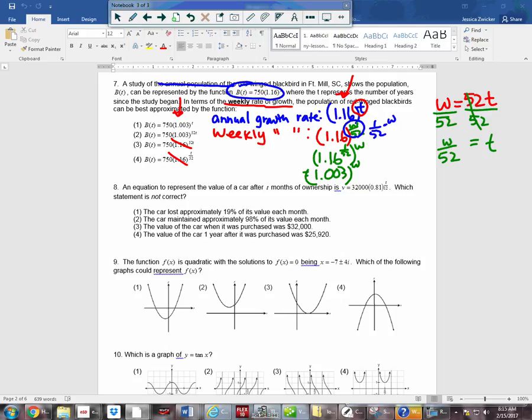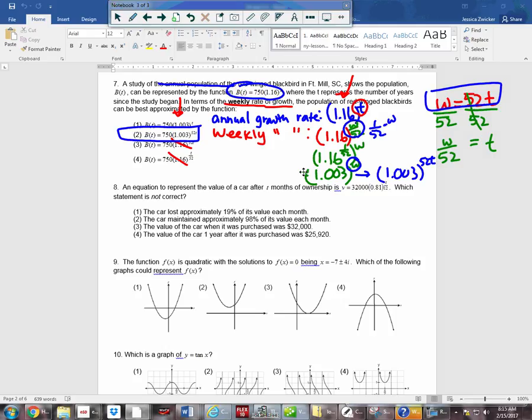So we know what w is equal to. We set up an equation earlier. In terms of the number of weeks per year, use this equation. w is equal to 52t. So the answer is choice 2.